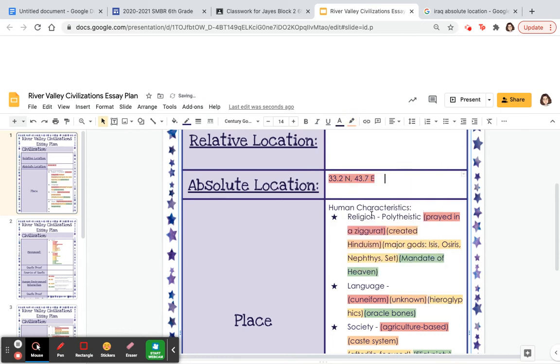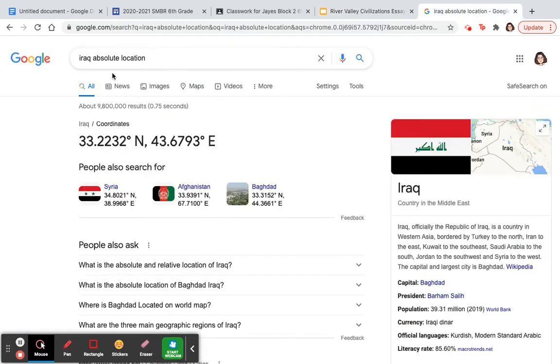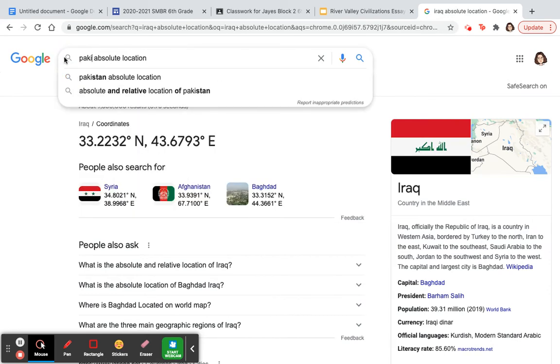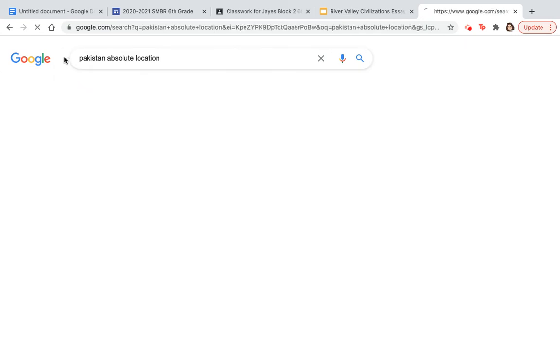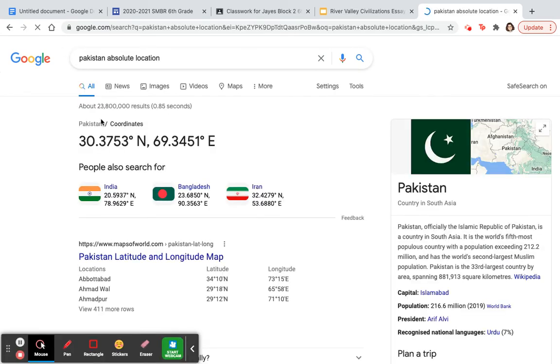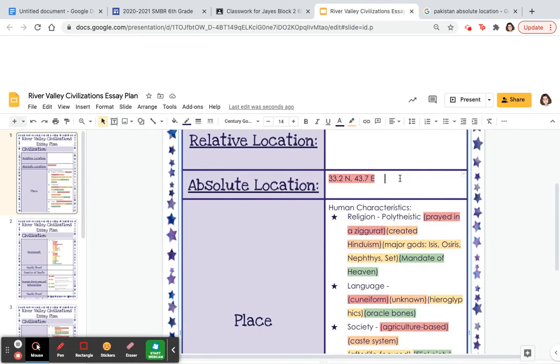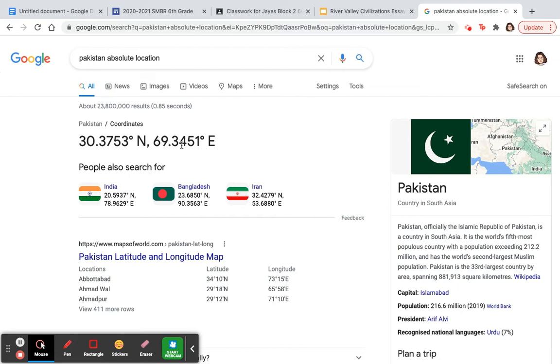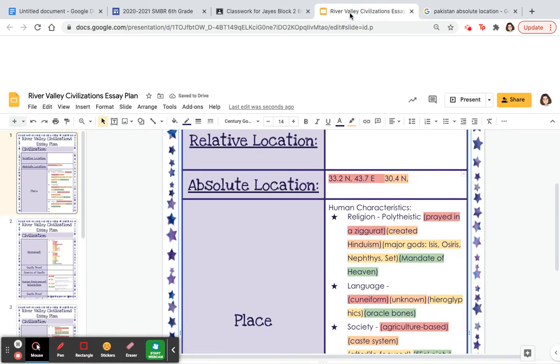My Indus River Valley, I will make orange. So Indus River Valley is in modern-day Pakistan. So you would write Pakistan absolute location. Just like before, you would go to the 10th space. So this would be 30.4 degrees north, comma, 69.3 degrees east.